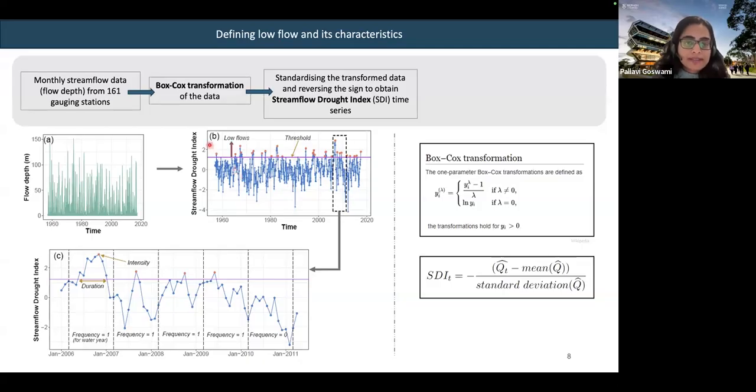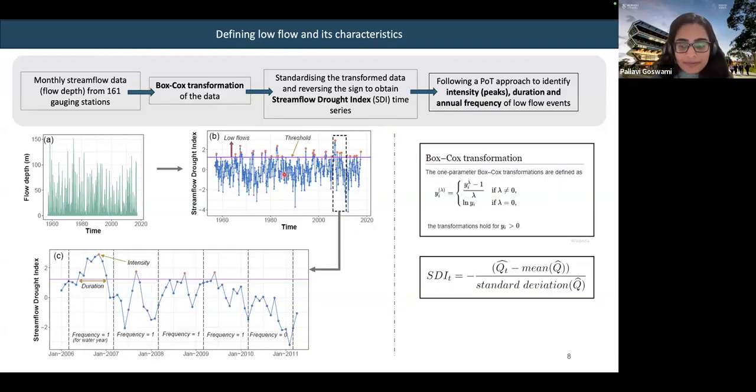The other thing that I did was reverse the sign of the values, to indicate that positive values would represent droughts, for ease of explanation, because we don't want to deal with negative values and fit a distribution to that. So what you see over here is the standardized drought index that I obtained. And then the next step is to choose a threshold.